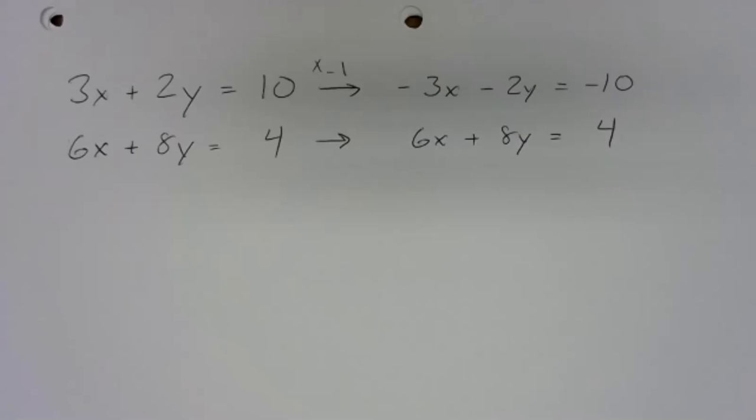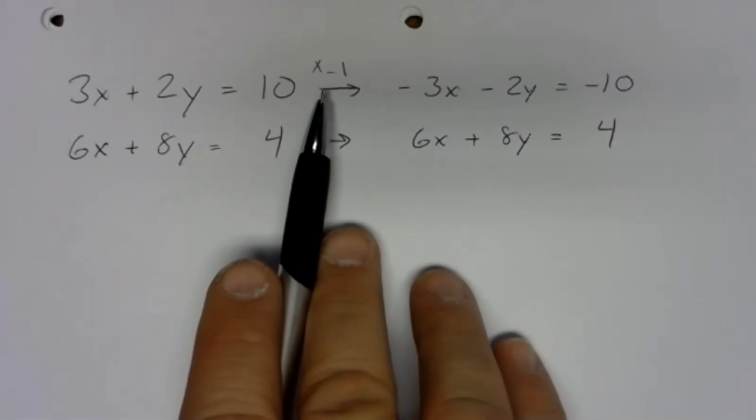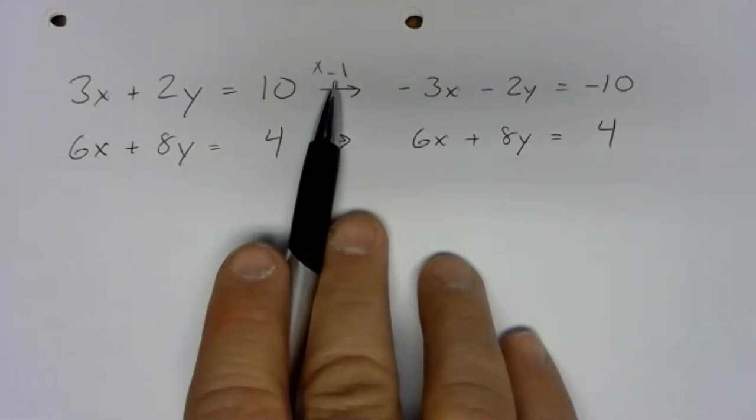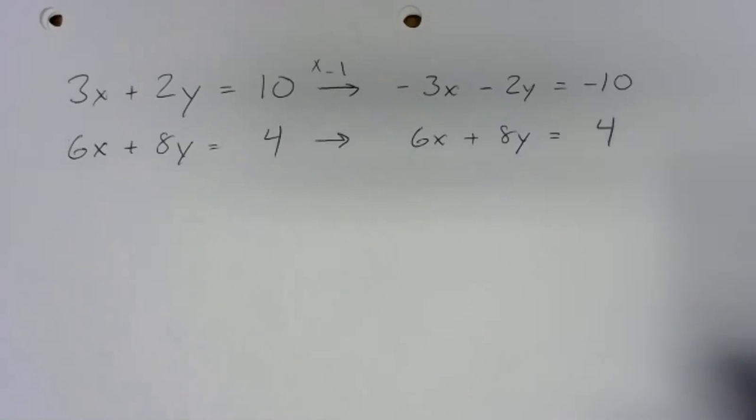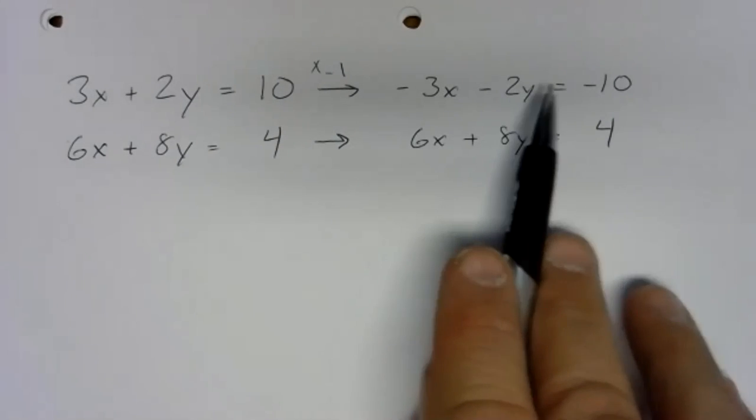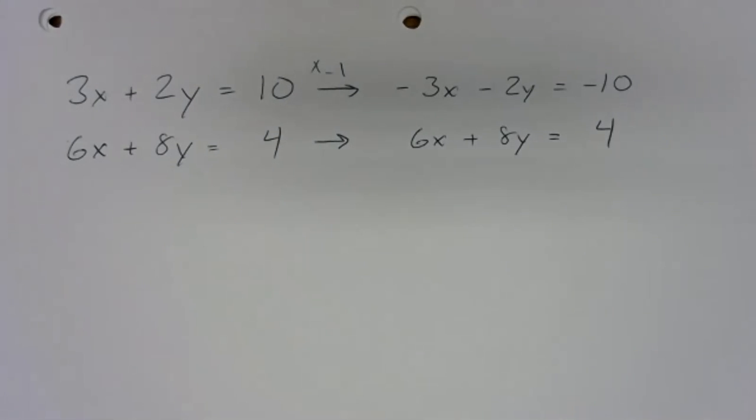We need to force those to be the same. We can do that though. We can borrow an idea from what we did up here. Here we changed the equation by multiplying each term by -1. That works for any number. It doesn't matter what number we pick. As long as we multiply every term by the same number, it won't change the equation.